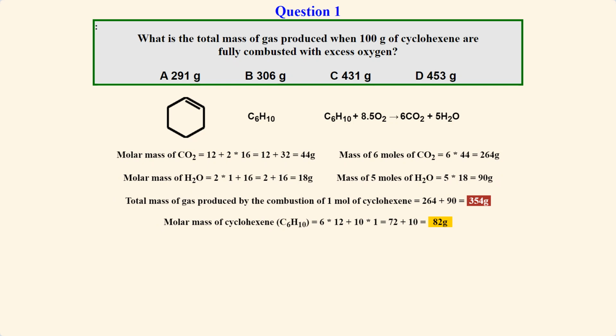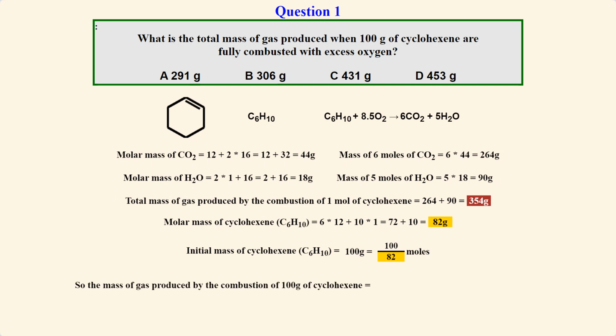So this means that 82 grams of cyclohexene, when combusted, produce 354 grams of gas. So we've got 100 grams, so to work out what we get there, we just do 100 divided by 82 and multiply by 354, and that gives us 431.7. And we can see the closest answer is C.